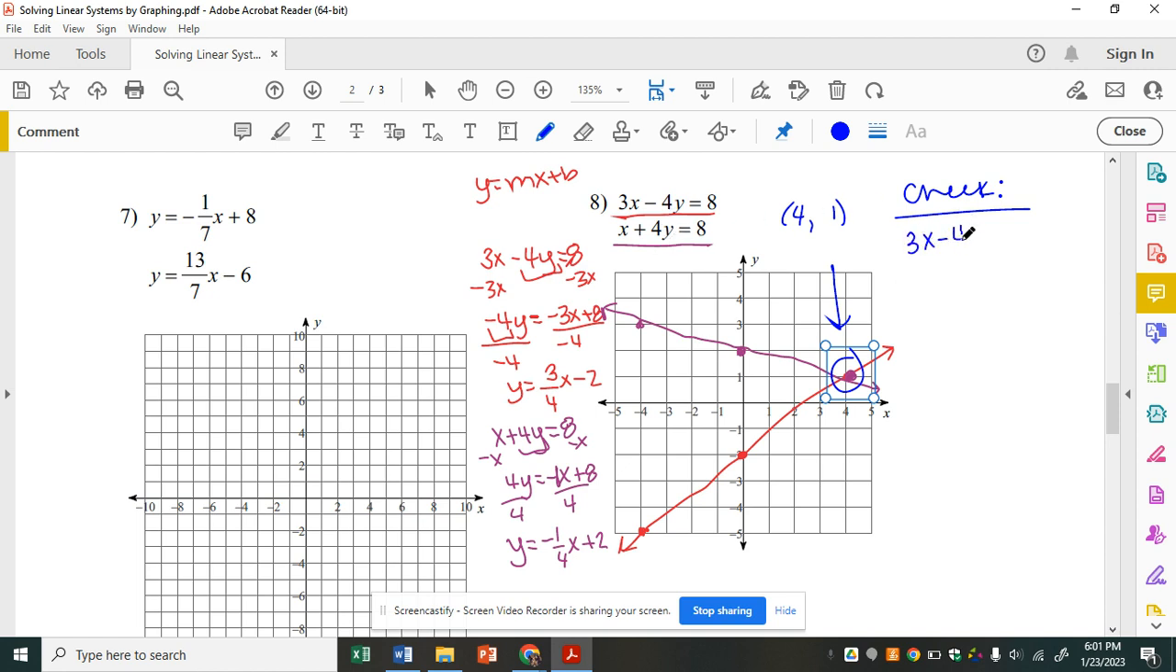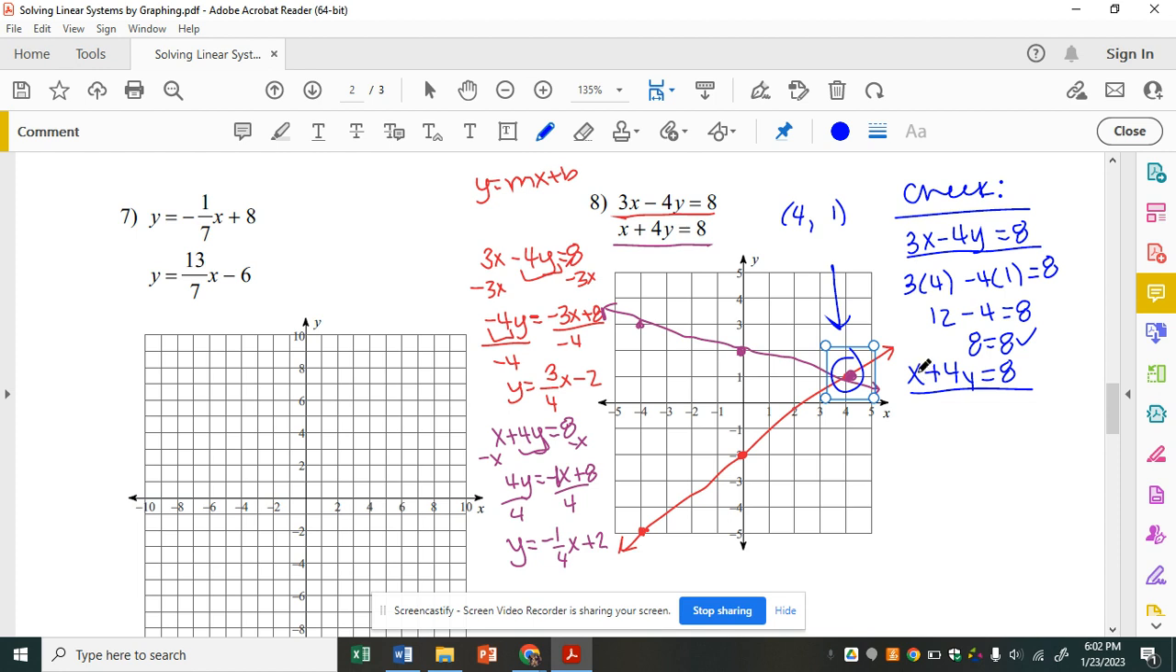So for this first equation, 3x minus 4y equals 8, I'm going to plug in 4 for the x, 1 for the y, and I want to double check to see if this will all equal 8. So 3 times 4 is 12, 4 times 1 is 4, and 12 minus 4 does give me 8. So my point is a solution to this first equation. I still need to check the second one. Just because it works in one does not mean it works in the other. I could have graphed the second one wrong. So that's one way you can check your errors.